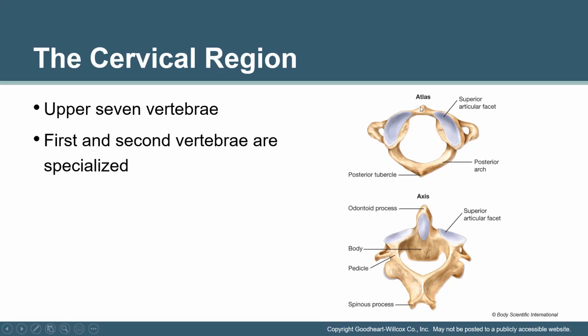Now the atlas, again, being special that it is, has a couple different markings on it. It will have this large superior articular facet. Again, that's going to be the surface that will join or articulate with the occipital bone of the skull. The atlas also has what's called an anterior tubercle right here, this little bump, and a posterior tubercle. It also has, and you don't find this in the other cervical vertebra, what's called a posterior arch, and it's this curved posterior portion of the bone.